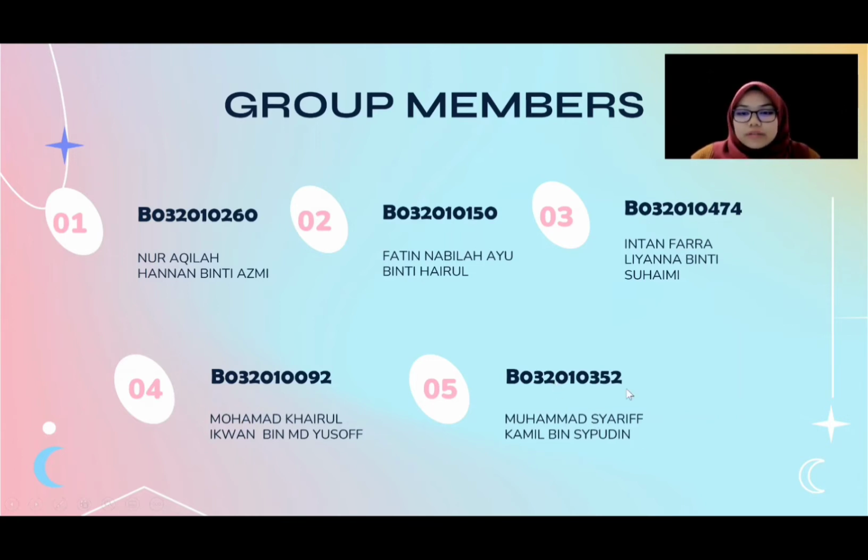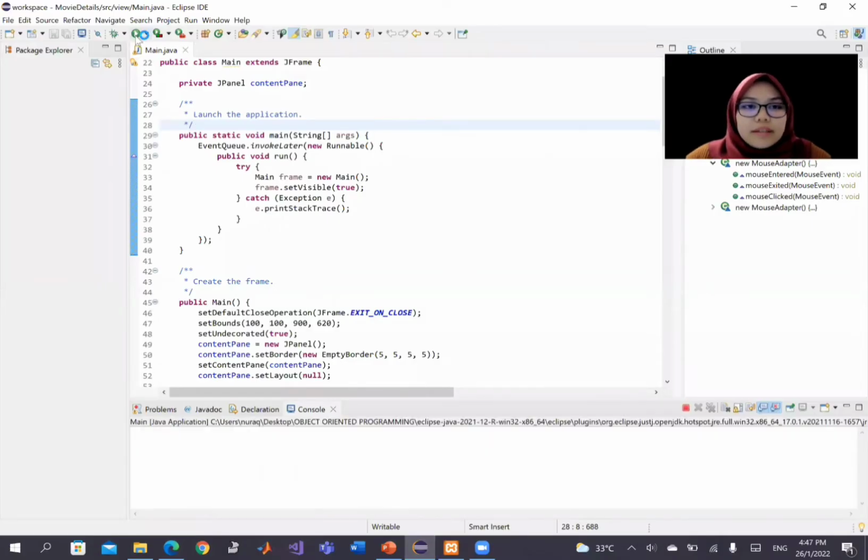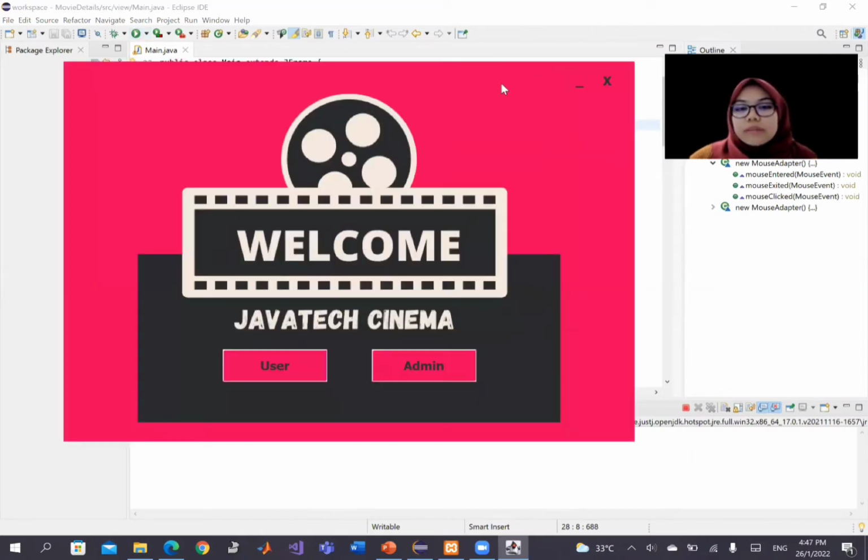So I will go to our system, Java, in Eclipse. I'm going to run it. On first run, we will see the main interface of our system, JavaTech Cinema. This is our cinema name as well as our system name. So welcome to JavaTech Cinema.